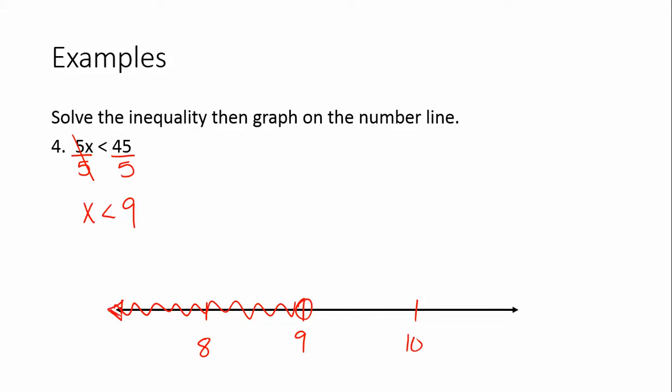Again, we're talking about all the values, all of the numbers that are less than 9 would fit in that inequality and make it a true statement. So we shade to the left.